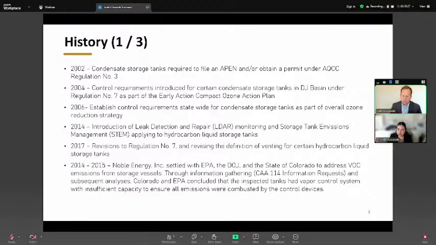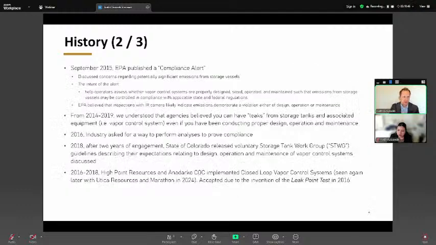And really the idea was to ensure that all the emissions are actually combusted or controlled to some sort of device, a flare, combustor, or a vapor recovery unit. And so basically 10 years ago, 11 years ago is really when this approach had to start from the Noble Energy consent decree, and it was all focused in Colorado initially.